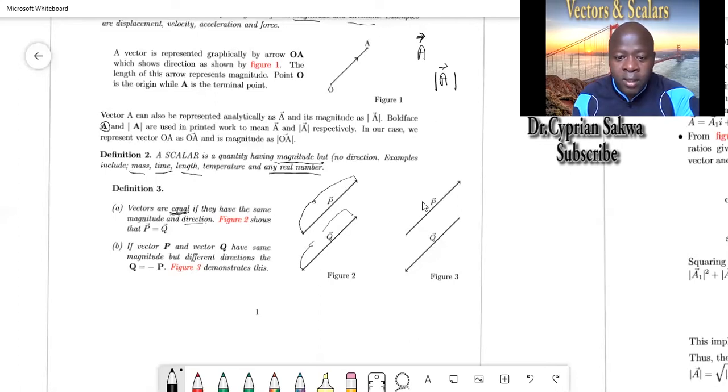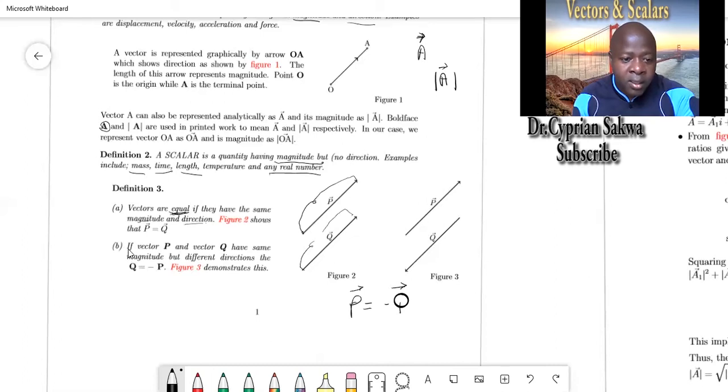And look at these other two vectors. They have the same magnitude, yes, but their directions are not the same. They are not facing the same direction. So the two are not equal. But what we can see is that vector P equals negative vector Q. Vector P and negative vector Q are equal because they have the same magnitude. It's only their direction that is different. So this negative means their directions are not the same.